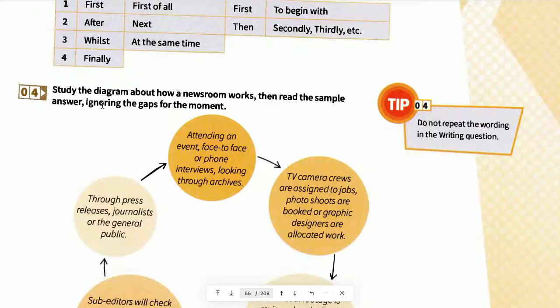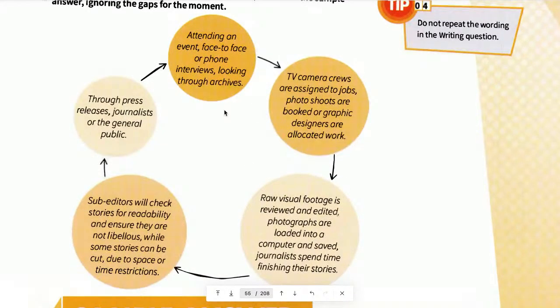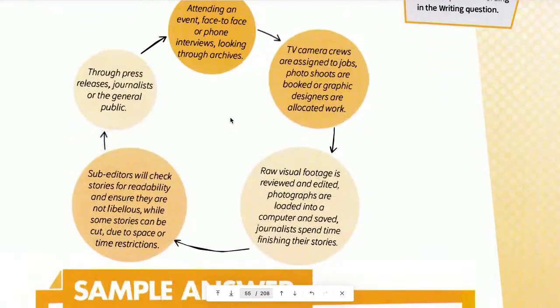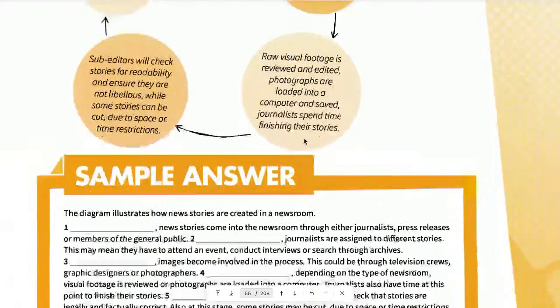Exercise 4. Study the diagram about how a newsroom works, then read the sample answer, ignoring the gaps for the moment. So look, guys, this is writing task 1, and this is a diagram. Normally you see something like this, and that's what we call a diagram, about how a newsroom works. Then read the sample answer, ignoring the gaps for the moment. Tip number 4: do not repeat the wording in the writing question.